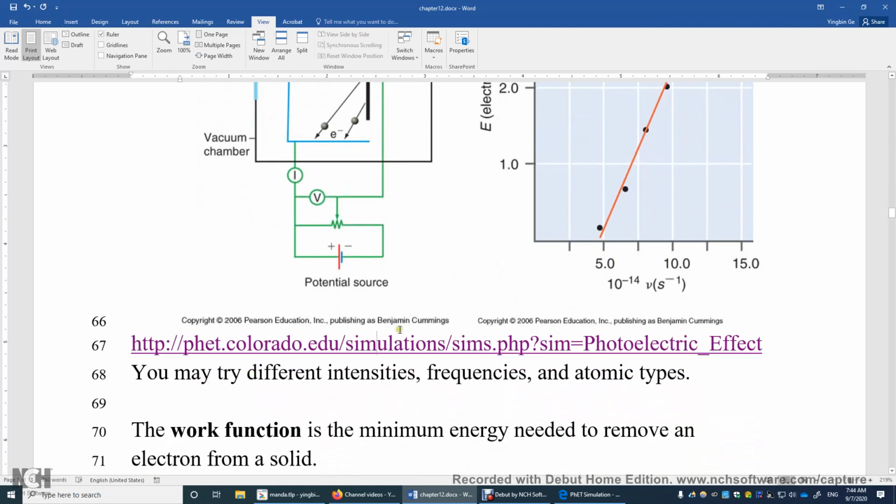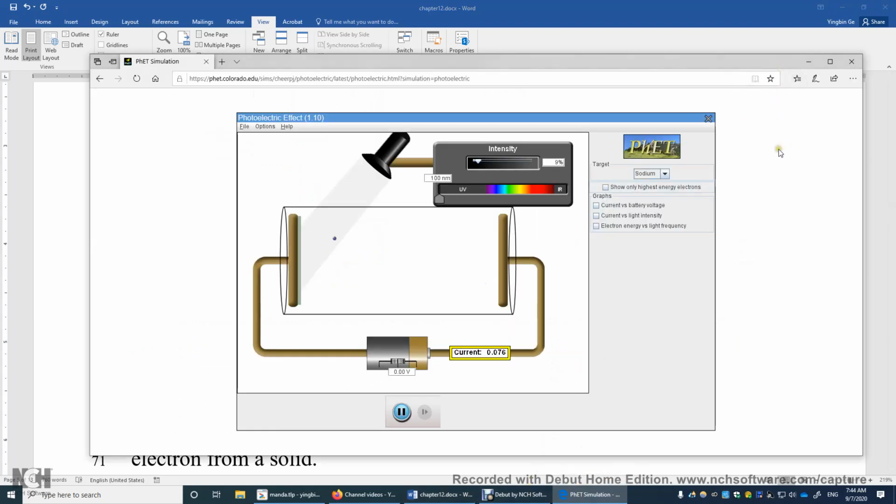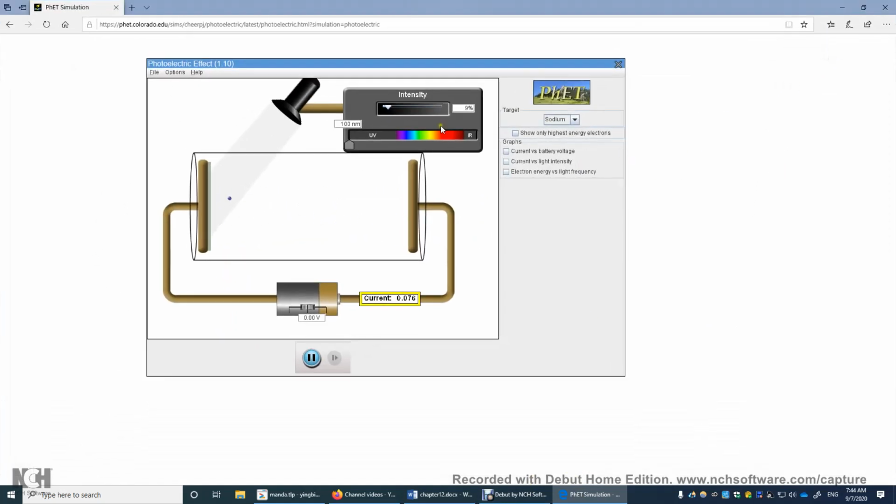Now let's look at a simulation here showing the same experiment. But in this simulation, we can try different intensities, frequencies, and different metals. Unfortunately, I was not able to open this in Firefox. You are looking at Microsoft Edge. Now we have a piece of metal here. Incident light. What's the metal? The metal is sodium. And what's the wavelength? It's 100 nanometers. What's the intensity? It's 9% of the maximum intensity of this lamp.